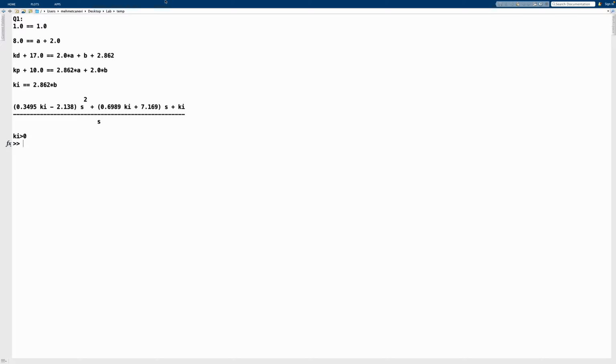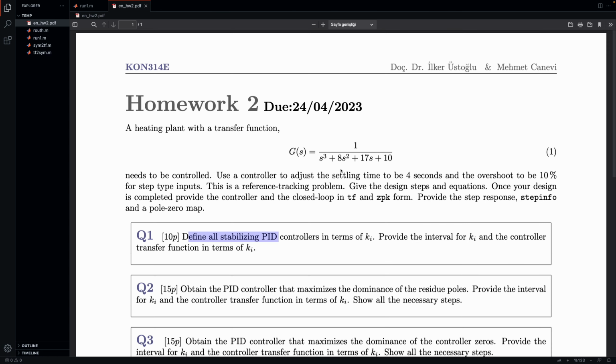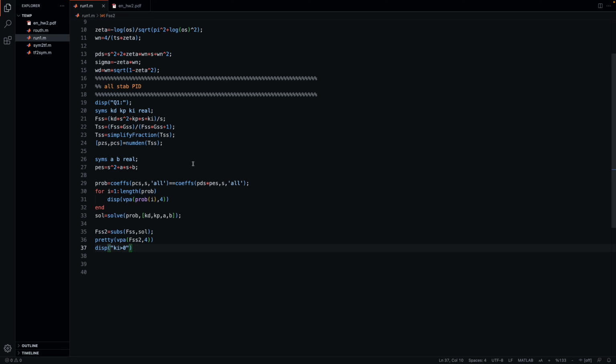So this PID controller with Ki positive is going to be all stabilizing PID controllers that are a candidate for our design, because we are not guaranteeing that they will have 4 seconds of settling time and overshoot of 10%, but what we could guarantee at least is that it will include a set of poles that should correspond to that.